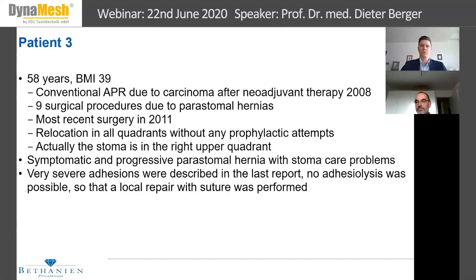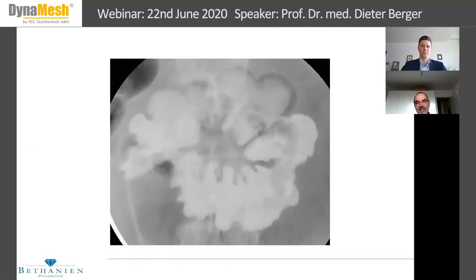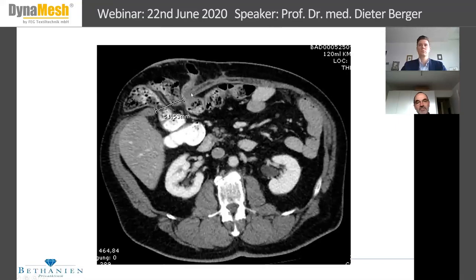I need help. Well, this is the case. This is the stoma, which is the colon. This is the rest of the colon. This is the CT scan. The defect between the medial and the lateral part of the rectus, and a lot of bowel just inside the hernia sac. The liver, of course.